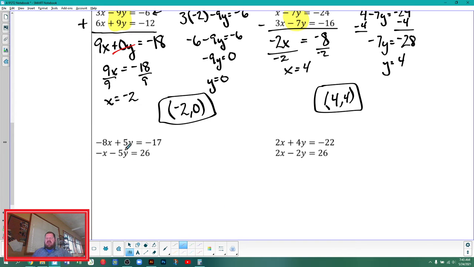Whenever I look at a problem and I want to use elimination, I have to go into it with a plan. And I look at this one and say, well, my y's are opposite. So if I add them, my y's are going to cancel out. They're going to eliminate. We're eliminating a y out of the original equations. So -8 plus -1 is -9. And then -17 plus 26 is going to give me +9. Dividing by -9 gives me x is equal to -1.